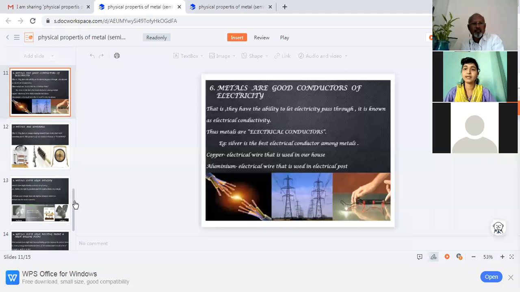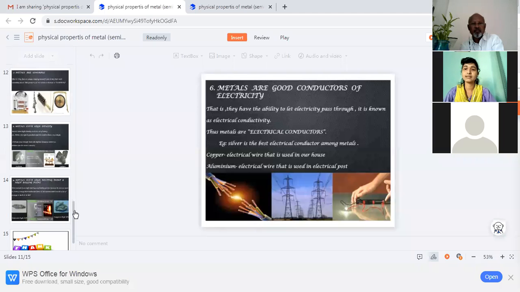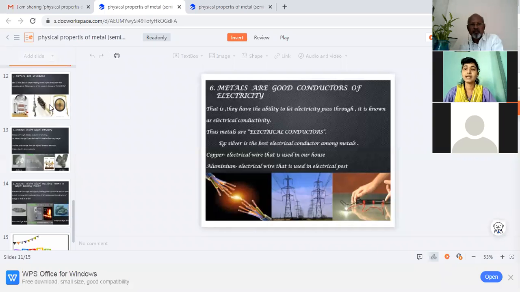Sixth property, metals are good conductors of electricity. That is, they have the ability to let electric current pass through. These are known as electrical conductors. Example, silver is the best electrical conductor among metals. Copper is used in electrical wires in our house. Another example, aluminum is used in electrical wires on electrical poles. Next.